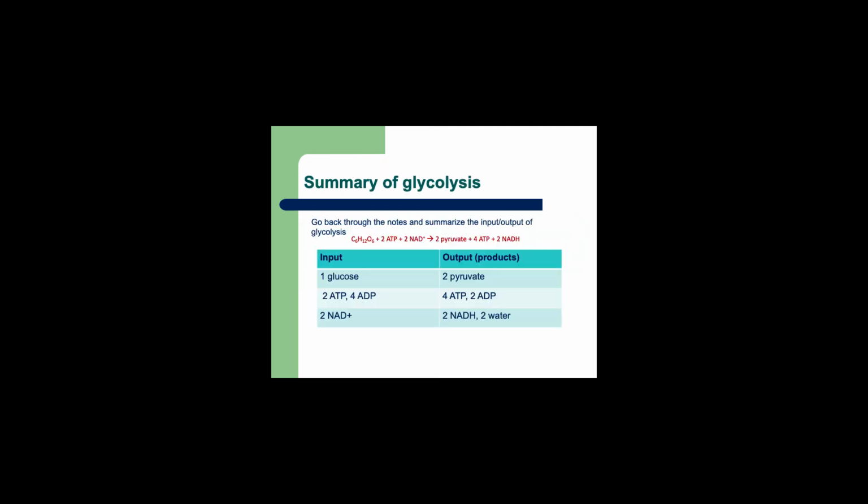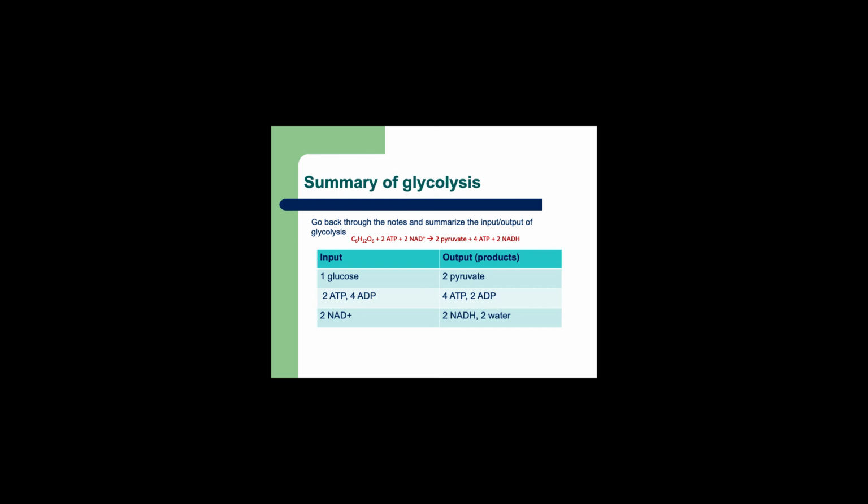So here is a summary of glycolysis. Remember, go back through your notes and summarize the inputs and outputs of glycolysis. You can also look at the chemical formula, which is on the top of the slide in red, where we have glucose plus 2 ATP plus 2 coenzymes, which are NAD, creates 2 pyruvate plus 4 ATP plus 2 NADH.